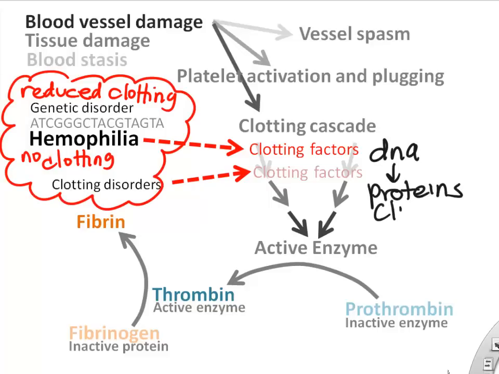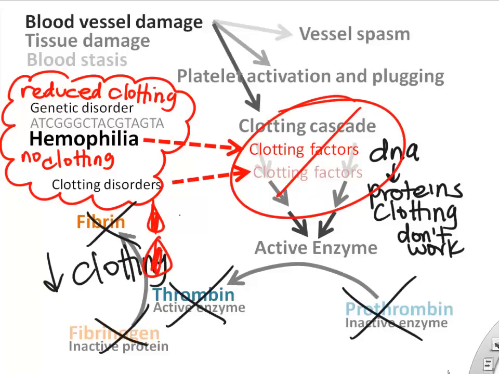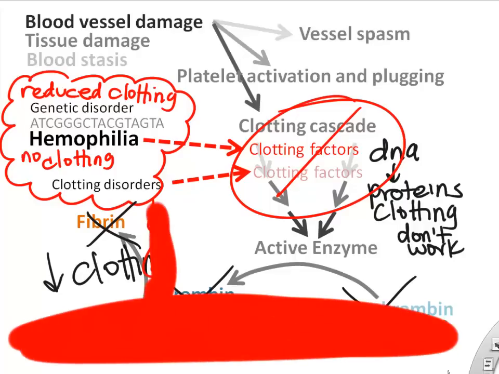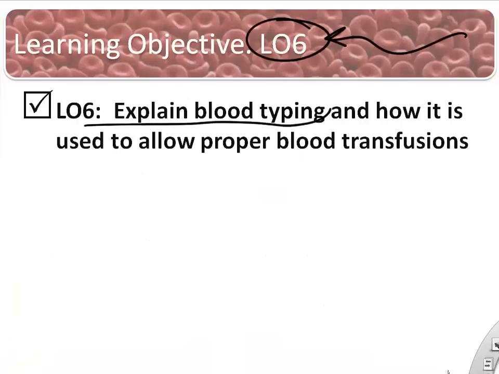This is often due to DNA mutations which cause the clotting proteins to not form correctly or not behave correctly, which reduces fibrin formation and the ability to form blood clots. Again, the downside of this would be internal bleeding and damage.